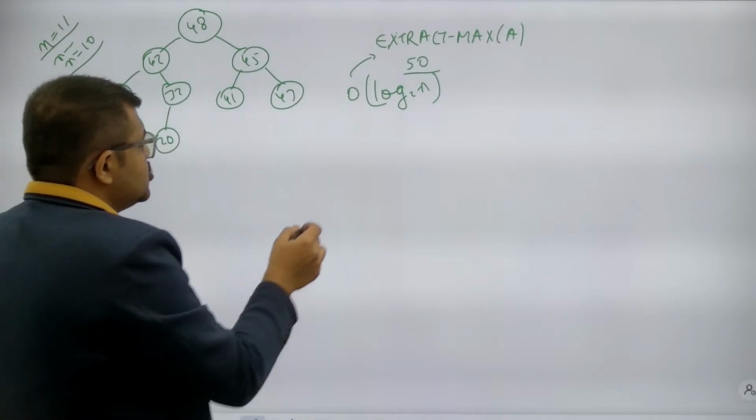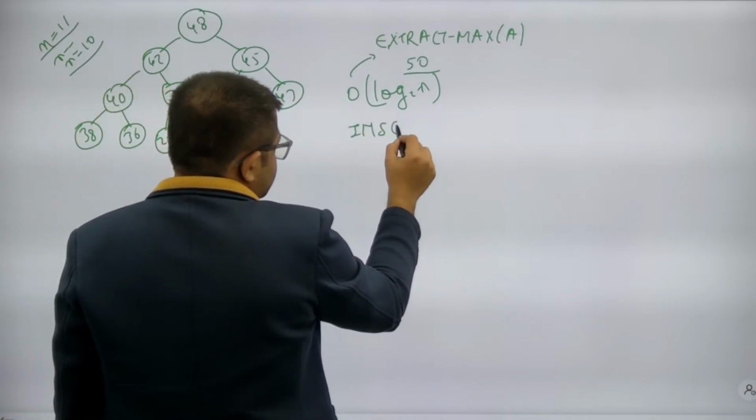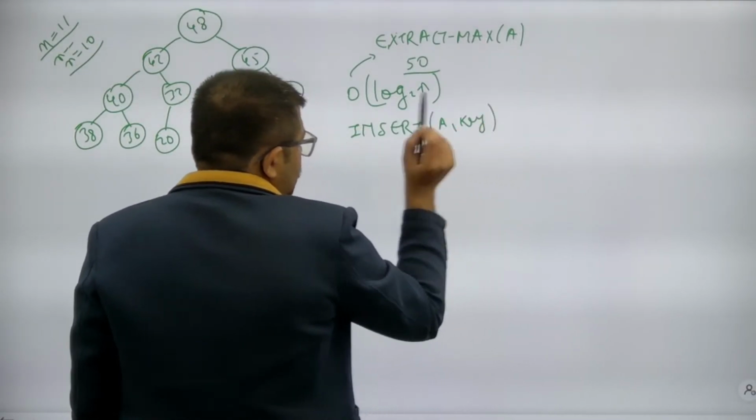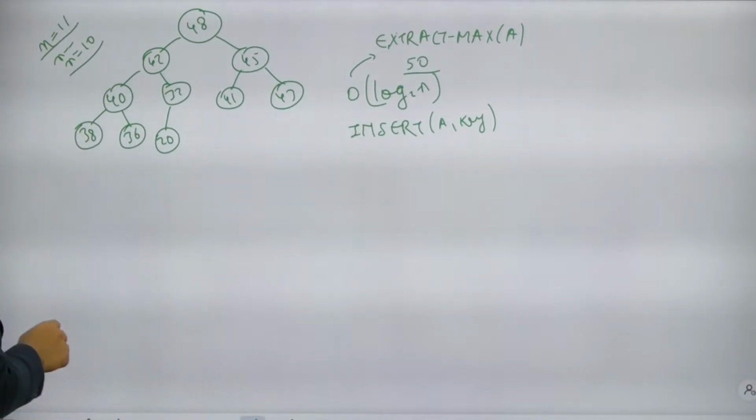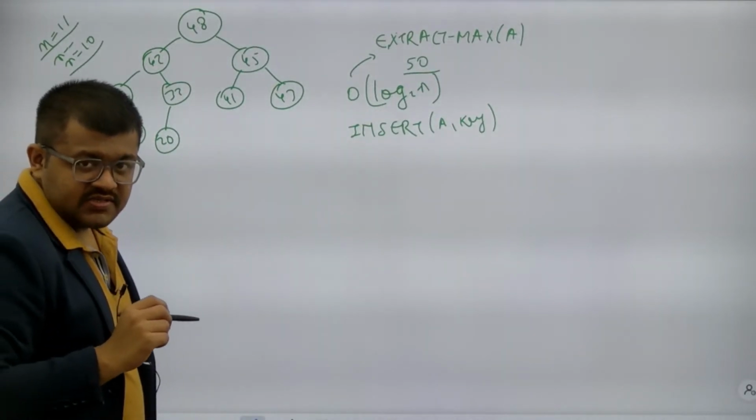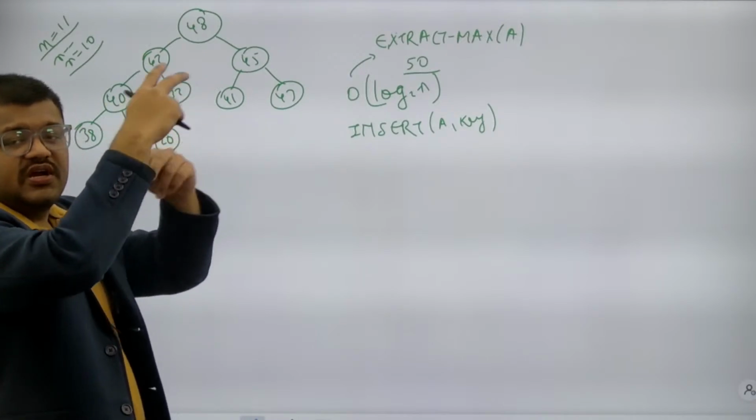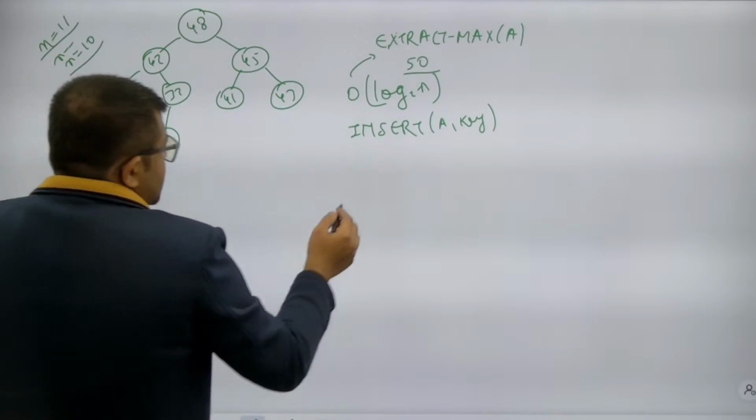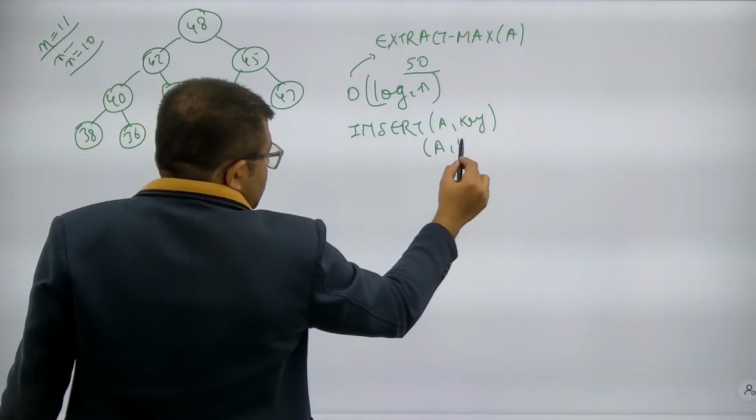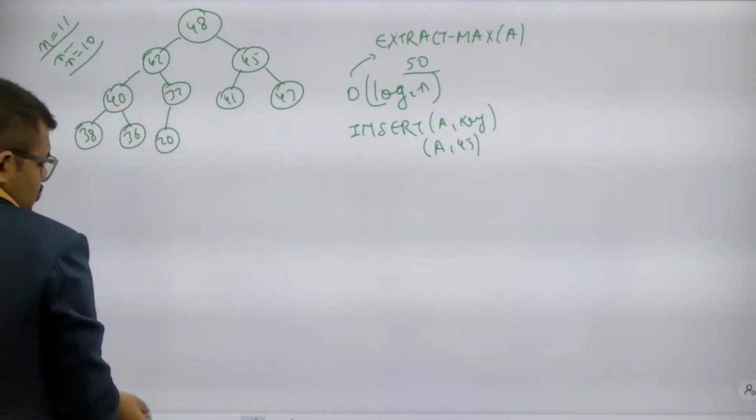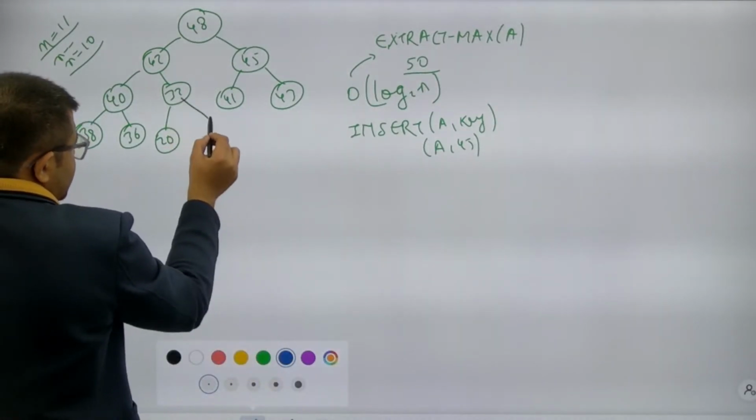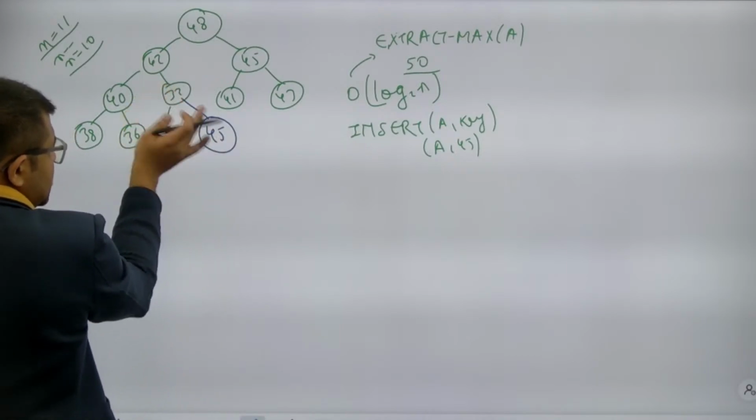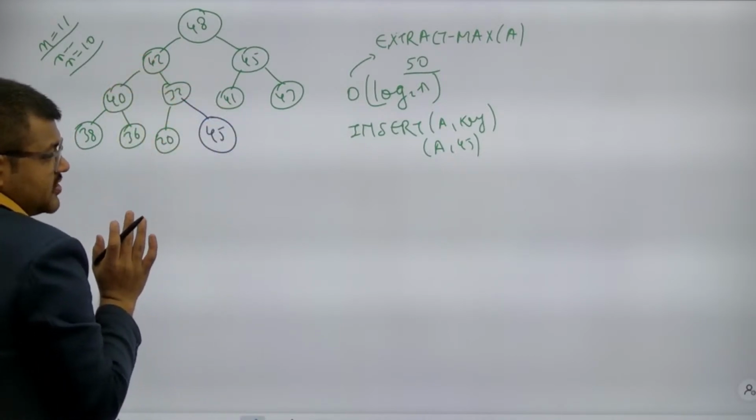Okay, now let's talk about insert a key. So whenever you want to insert a new value, you insert it as the last index and then you keep exchanging it with its parent value until the max heap property is satisfied. For example, I want to insert the value 45. So I'll insert the value 45 here at the last node and keep exchanging it with its parent until the max heap property is satisfied.